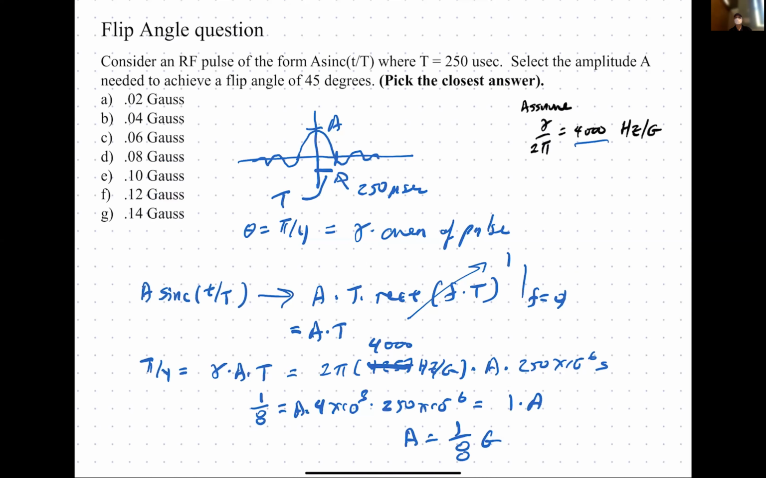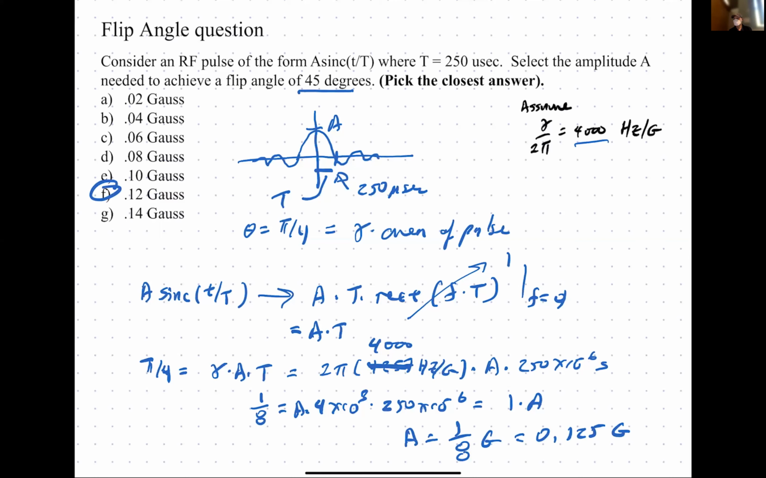Yes, question. Pi over 4, why? Yeah, because theta is equal to 45 degrees, right? So that's about 0.125 Gauss. And so in this case, the closest answer would be 0.12 Gauss. Okay.